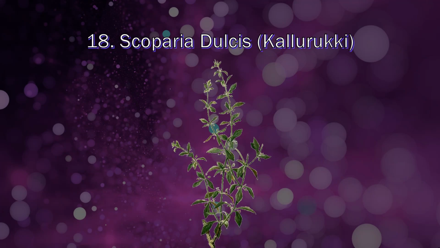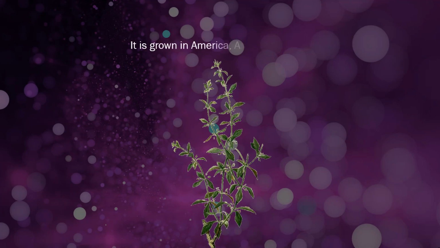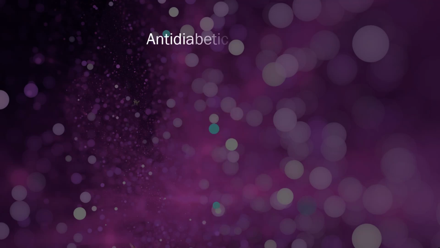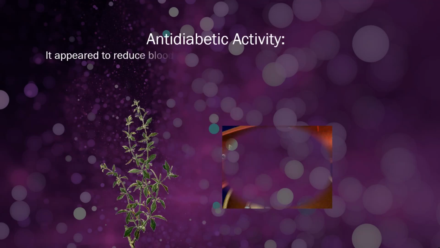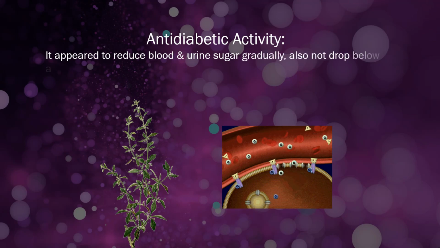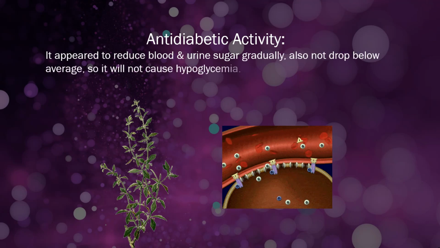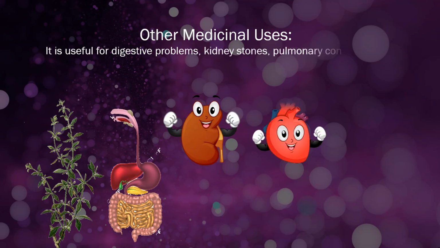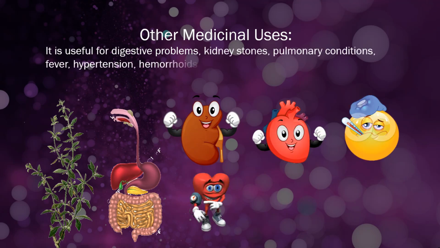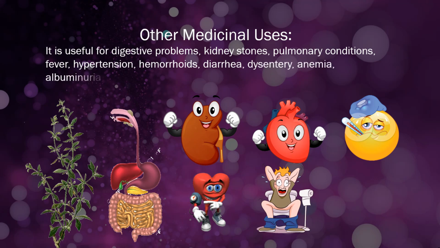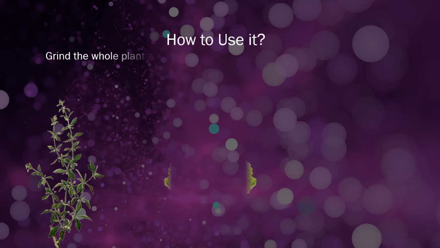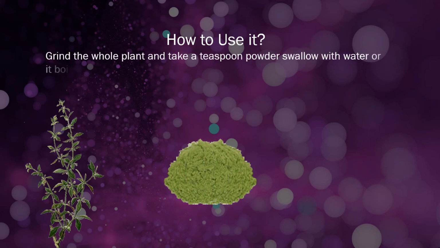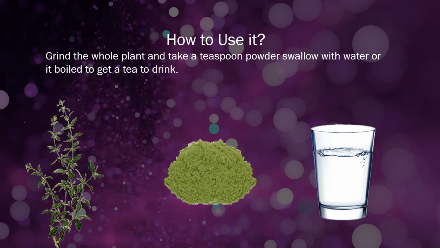18. Scoparia dulcis. It is grown in America, Asia and Africa. Anti-diabetic activity. It appears to reduce blood and urine sugar gradually. Also, it does not drop below average, so it will not cause hypoglycemia. Other medicinal uses. It is useful for digestive problems, kidney stones, pulmonary conditions, fever, hypertension, hemorrhoids, diarrhea, dysentery, anemia, albuminuria and diabetes. How to use it. Grind the whole plant and take a teaspoon of powder, swallow with water or boil it to get a tea to drink.